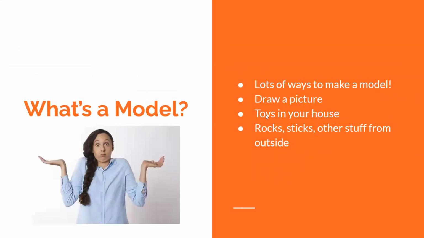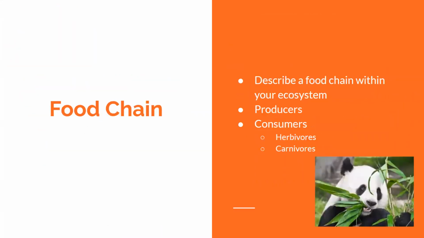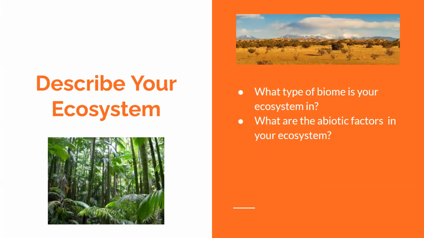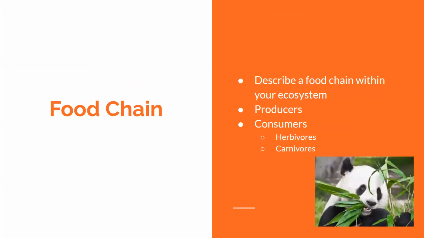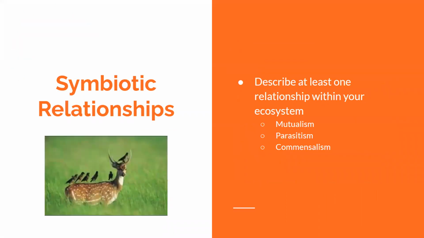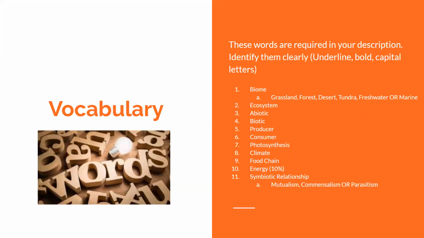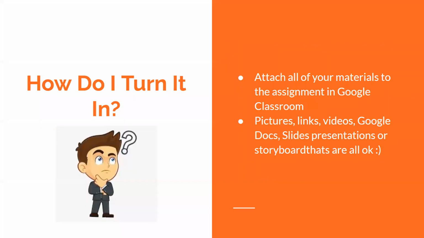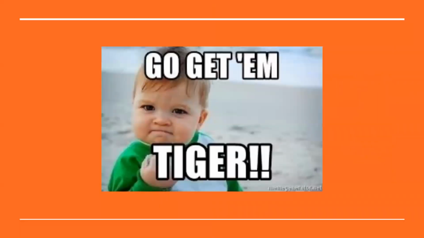You need to describe all of these things: describe your ecosystem, what biome is it, what are the abiotic factors, describe a food chain, describe the energy flow, a symbiotic relationship, and then you need to include all of these vocabulary words. So then you need to get it turned in.